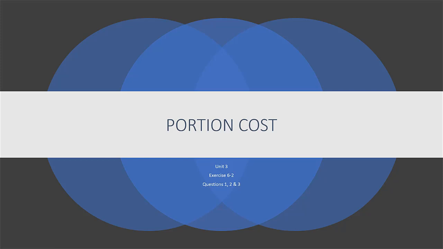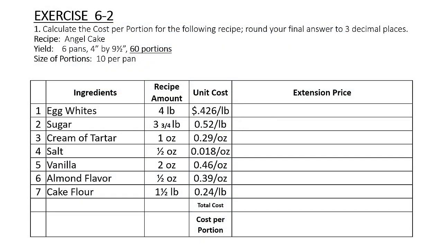Welcome back. We are now going to do portion costing. This is exercise 6-2 in chapter 6, and we're going to do questions 1, 2, and 3 in this particular video. So let's take a look at the recipe that we have. And remember, here we are more concerned with the cost per portion than the other things that we've already learned how to do.